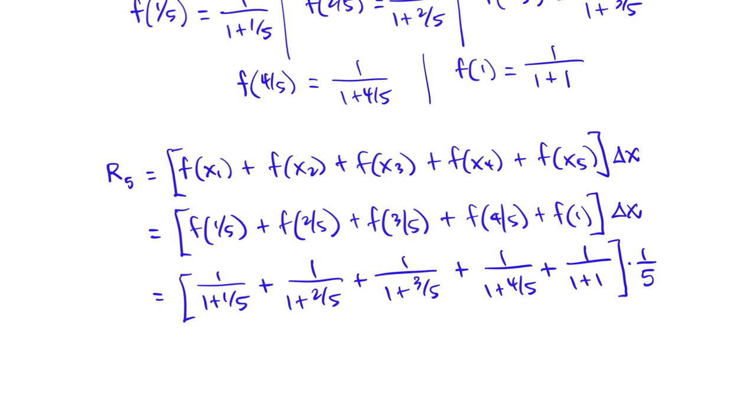Lastly, we will use a calculator to evaluate this expression. The answer is 0.6456349, etc. But if we round it to 4 decimal places, then it is 0.6456.